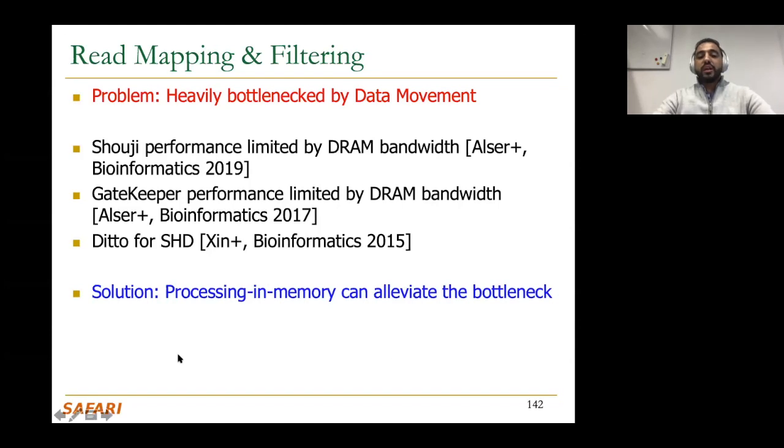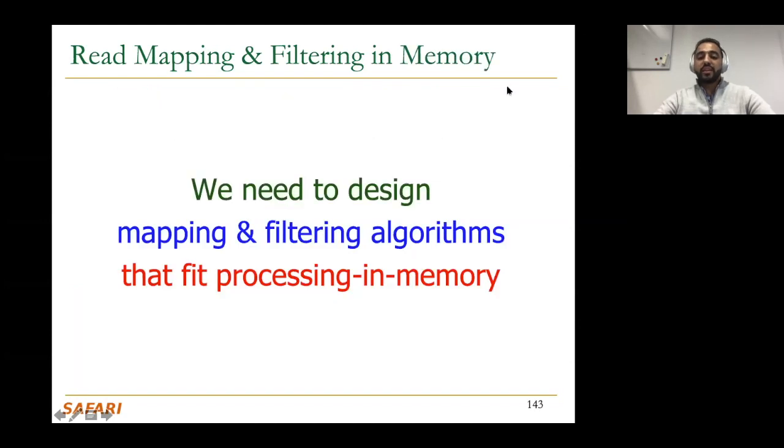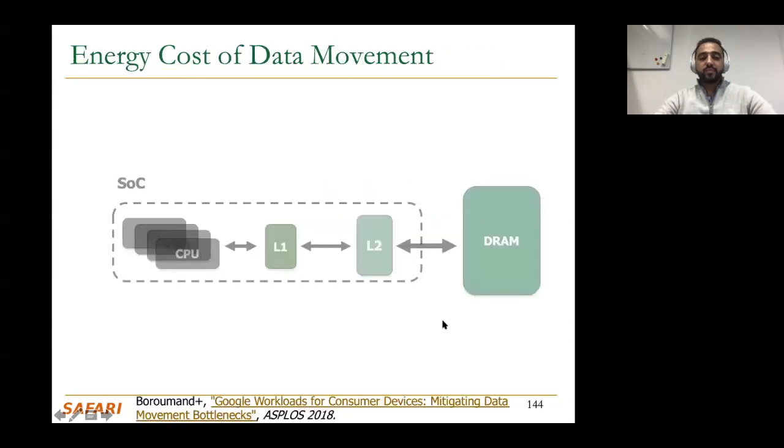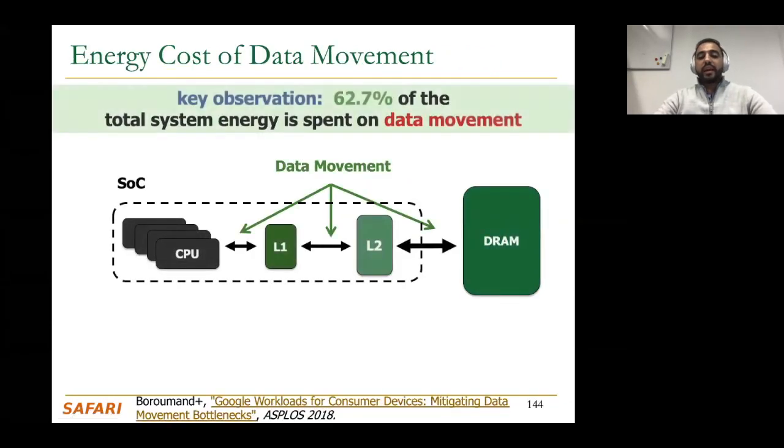So what's the solution? As in many of the lectures in the computer architecture course, you have already been introduced to the processing in memory term, where you can do the processing inside the memory itself. And that's why we need to design mapping and filtering algorithms that fit processing in memory. And that will save the data movement between the DRAM, many levels of caches, and the CPU.